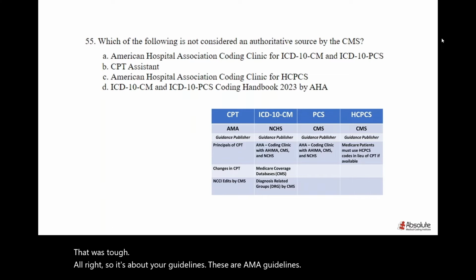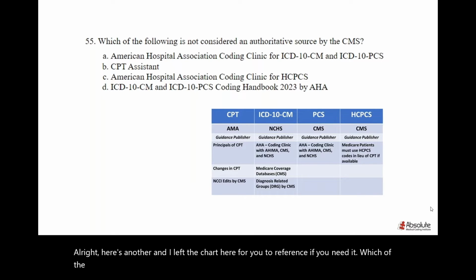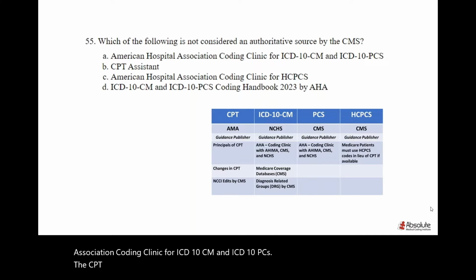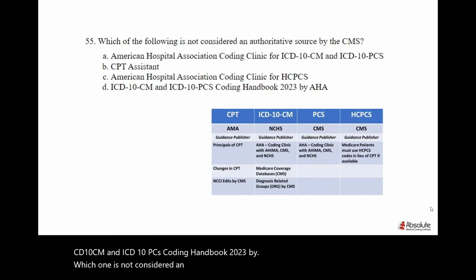All right, here's another, and I left the chart here for you to reference if you need it. Which of the following is not considered an authoritative source by CMS? A, American Hospital Association Coding Clinic for ICD-10-CM and ICD-10-PCS. B, the CPT Assistant. Or C, American Hospital Association Coding Clinic for HCPCS. Or D, ICD-10-CM and ICD-10-PCS Coding Handbook 2023 by AHA. Which one is not considered an authoritative source by CMS?